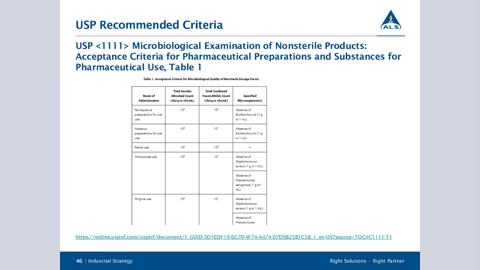Each of the chapters, the USP, the EP, and the JP, have criteria that are very similar. In this case, for gingival use, for the aerobic plate count you're looking at not more than 100 CFU, and the yeast and mold is not more than 10. And the two pathogens that you are to test at minimum are Staphylococcus aureus and Pseudomonas.